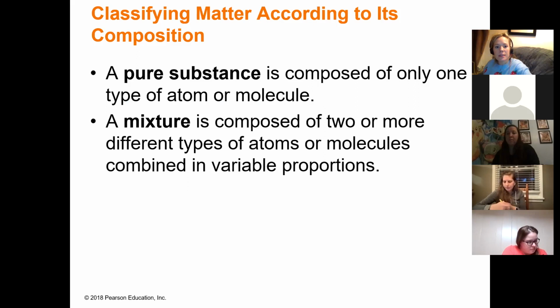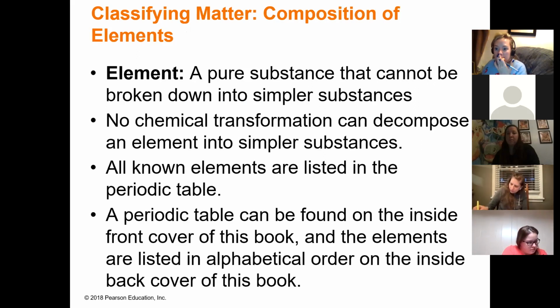So let's break up pure substance a little farther into element and compound. An element is a pure substance that can't be broken down into any simpler identifiable substances. I could take a carbon atom and break it down into its protons, neutrons and electrons. But the protons in carbon are the exact same protons as the ones in hydrogen or magnesium. Those fundamental building blocks, those subatomic particles, are the same no matter what.